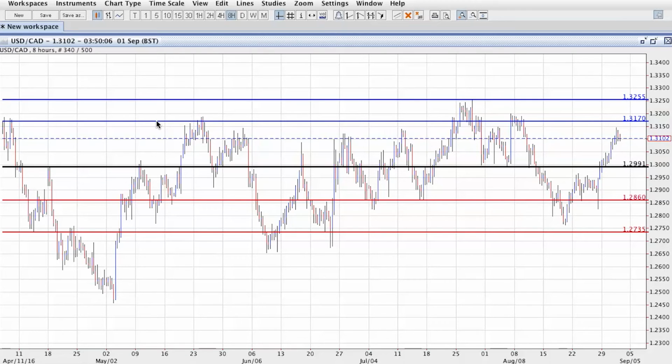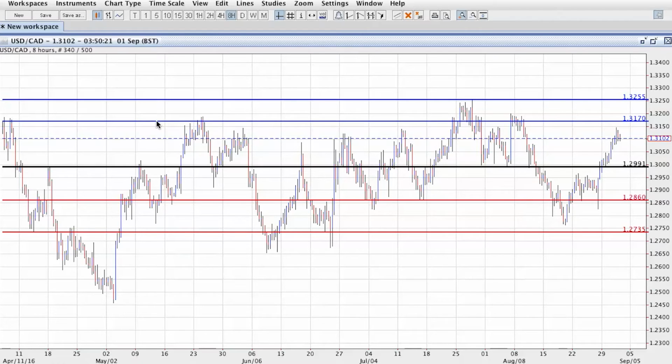Today I'll be looking at the US dollar against the Canadian dollar. I'll be discussing the recent trading history in this currency pair, and I'll also be trying to identify the key technical areas as we now enter the new month of September.